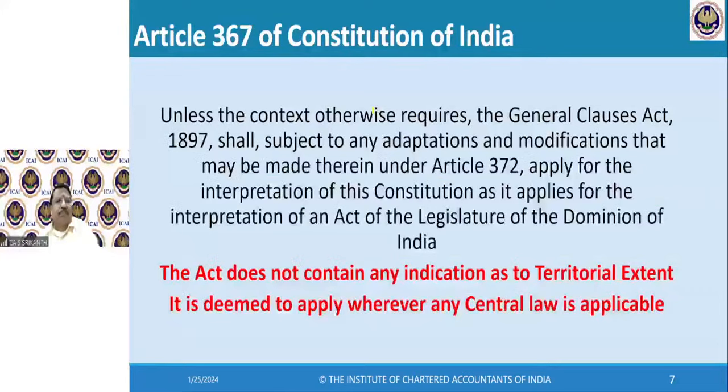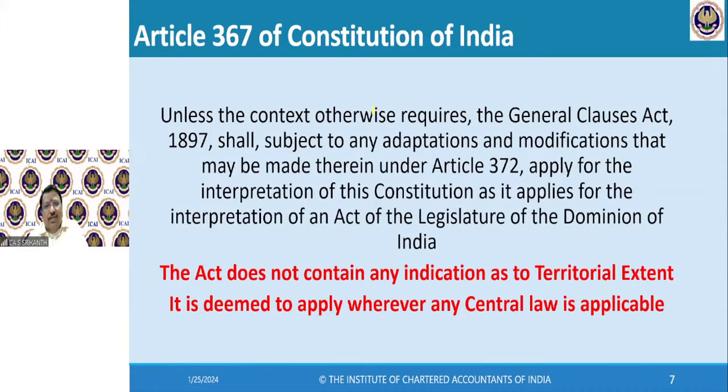Unless the context otherwise requires, the General Clauses Act 1897, subject to any adaptation made therein under Article 372, applies for the interpretation of the Constitution as it applies for the interpretation of Acts. So this Act does not contain any indication as to territorial extent. It is deemed to apply wherever a central law is applicable, including Jammu and Kashmir. The Constitution can be interpreted using the General Clauses Act. It is a very powerful law.